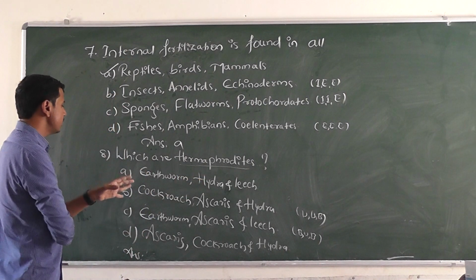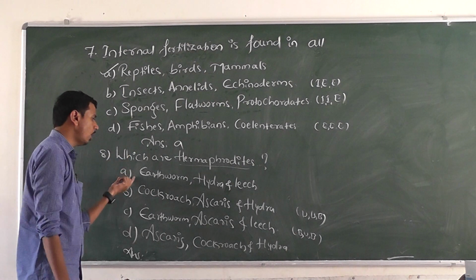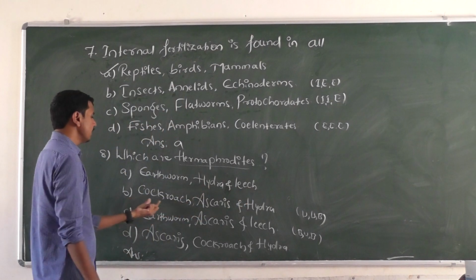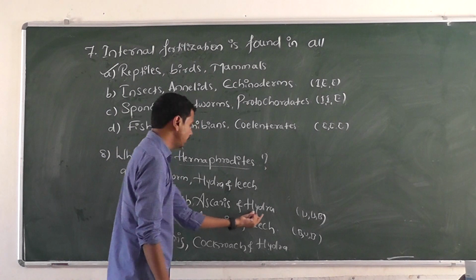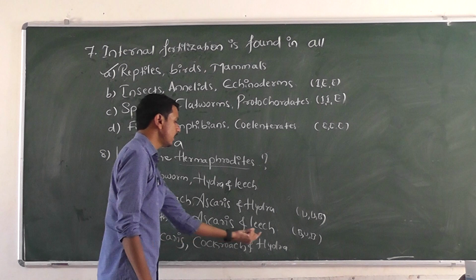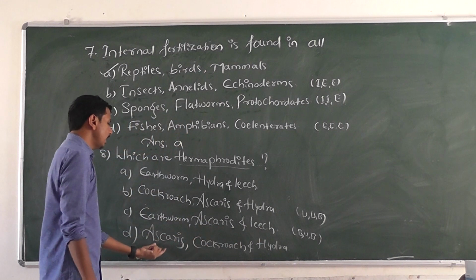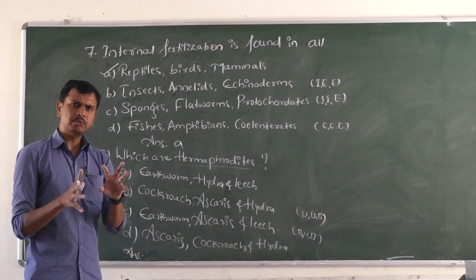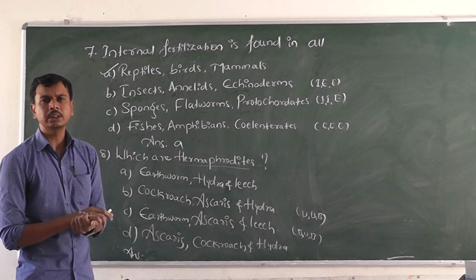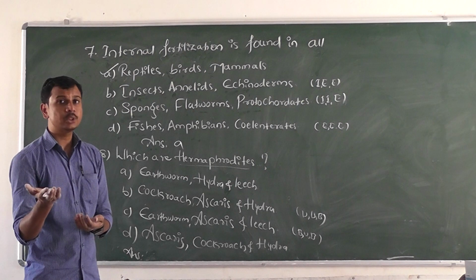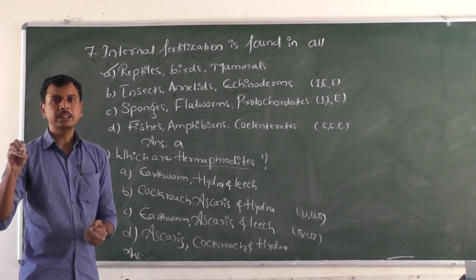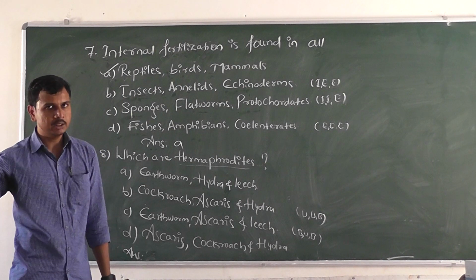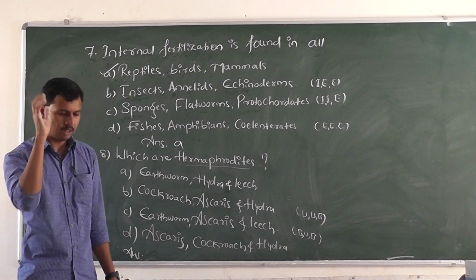Now we consider the options. Option A: earthworm, hydra, and leech. Option B: cockroach, ascaris, hydra. Option C: earthworm, ascaris, and leech. Option D: ascaris, cockroach, hydra. A hermaphrodite is also called bisexual. Unisexual means the male part is present in one individual and the female part is present in another individual.